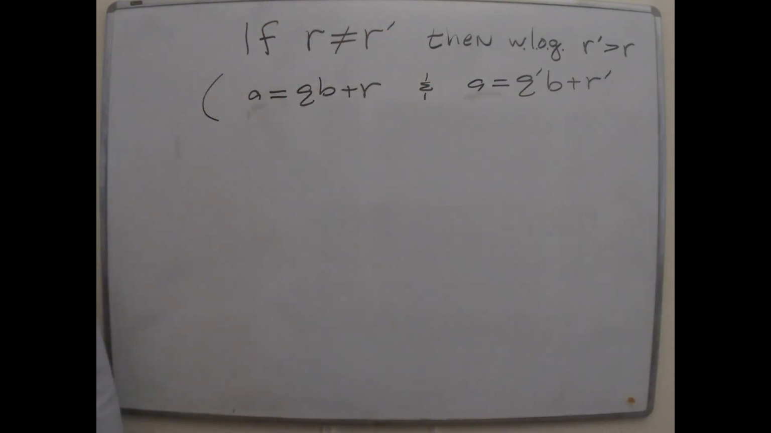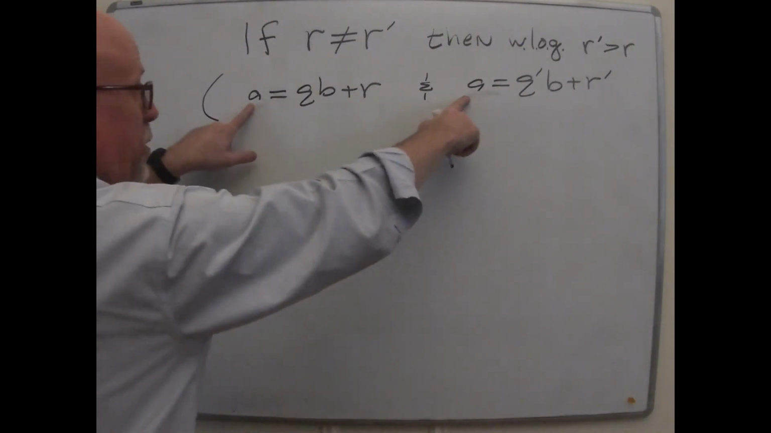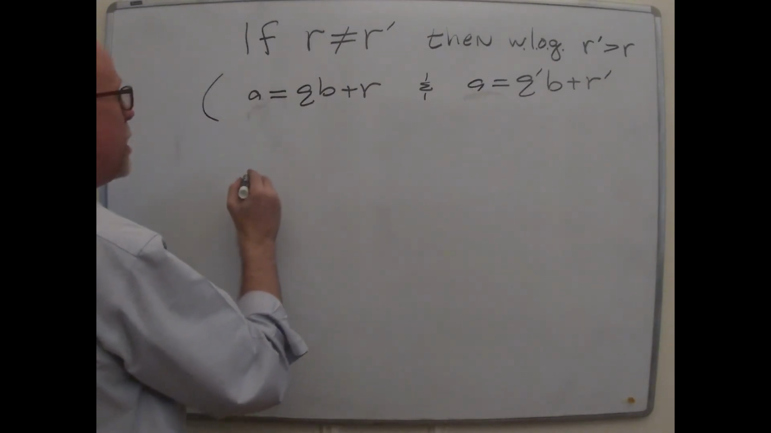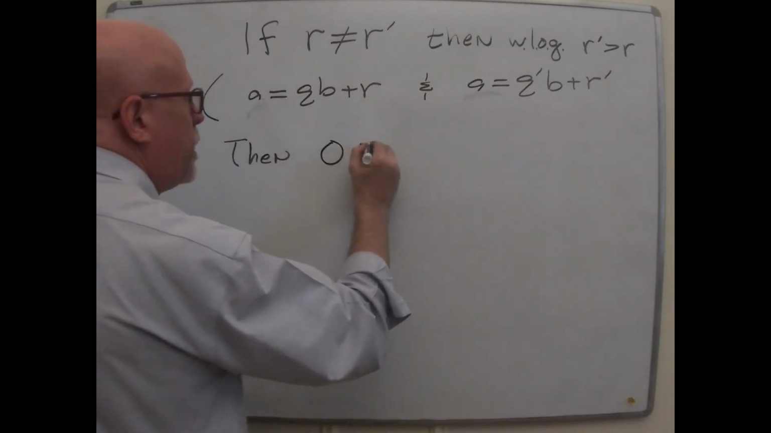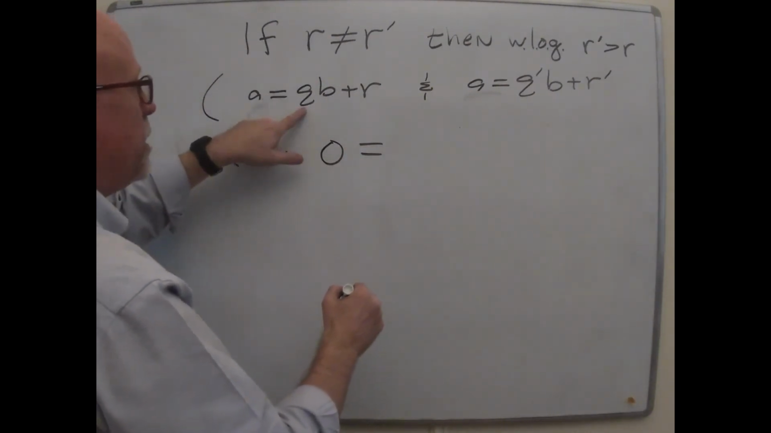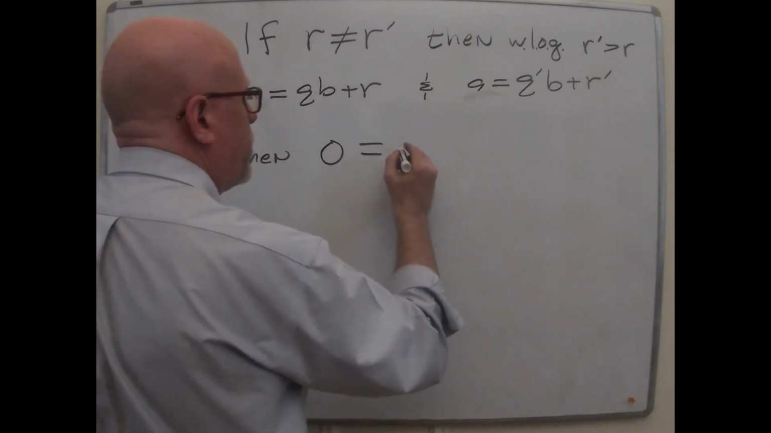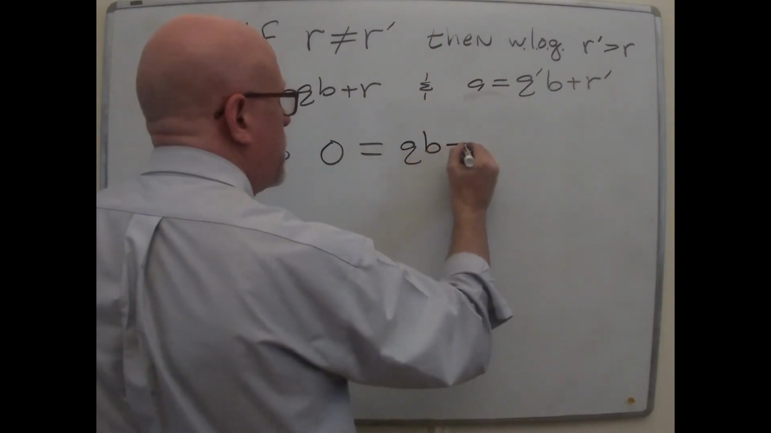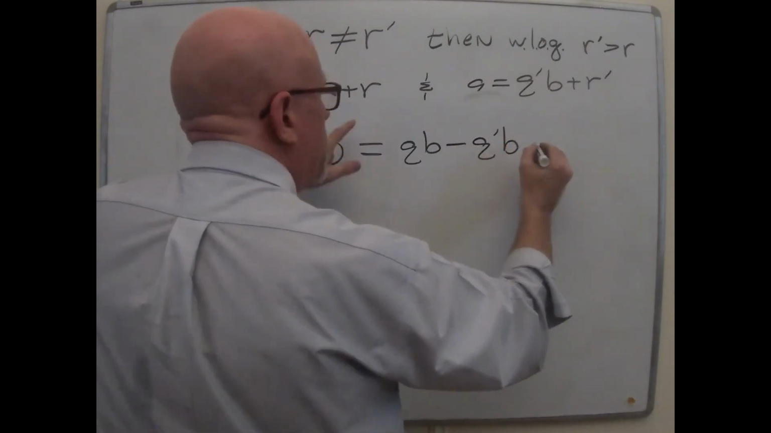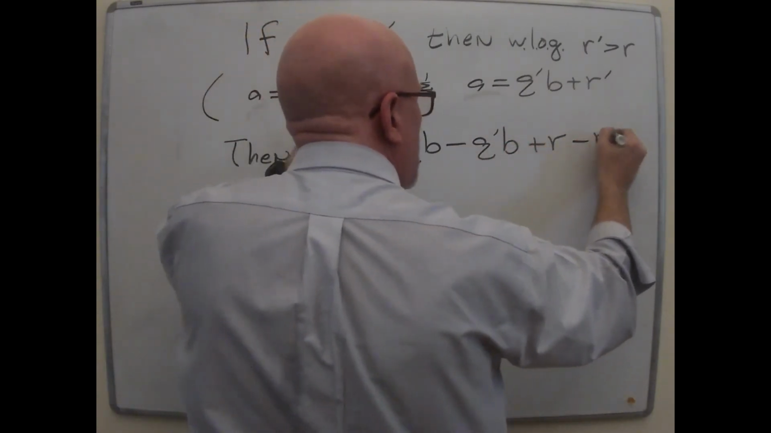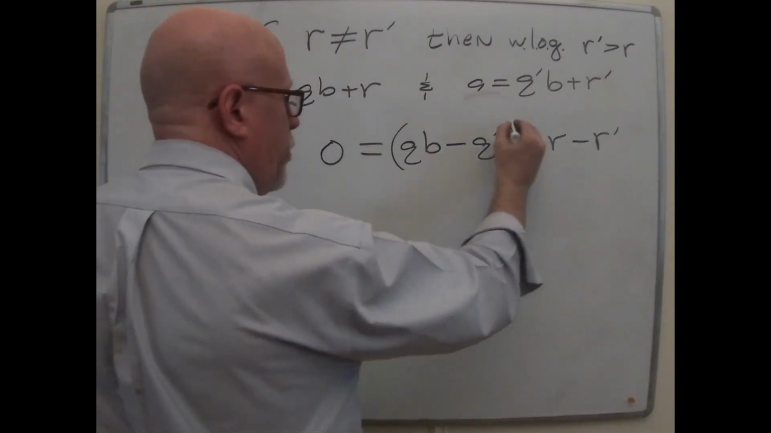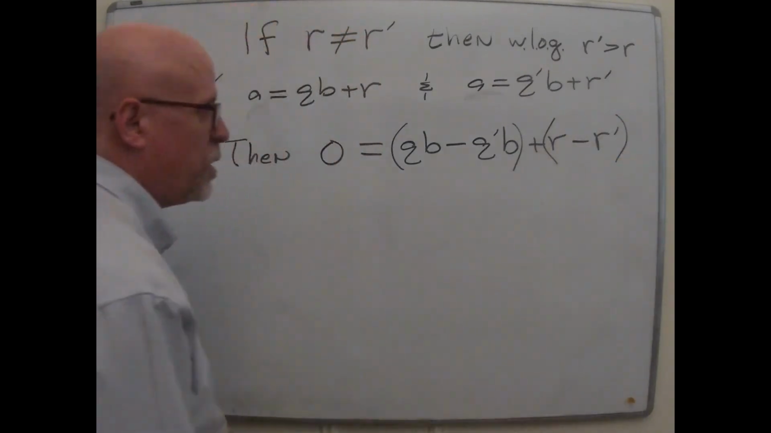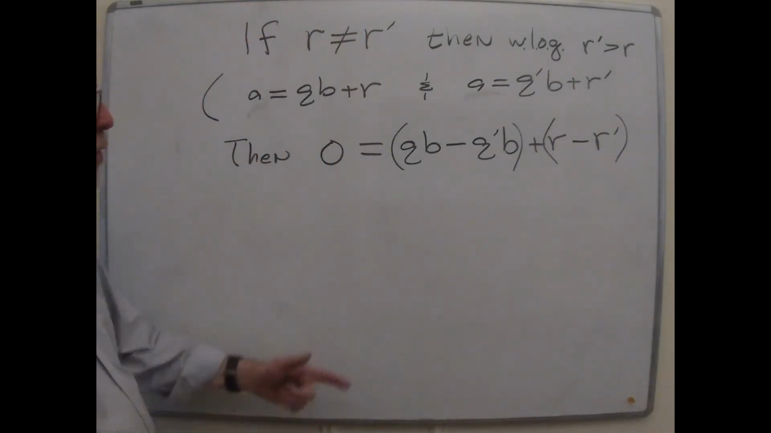Okay. So I can subtract one of those from the other, and then I'll get 0 on the left, right? Because it'll be a minus a. So 0 will be equal to, what was I doing? Taking this one minus that one, I believe. Okay, so it'll be qb minus q prime b plus r minus r prime. I'm gonna parenthesize this like so.